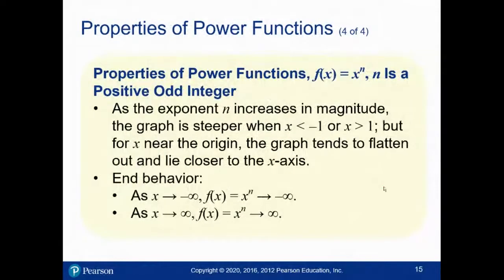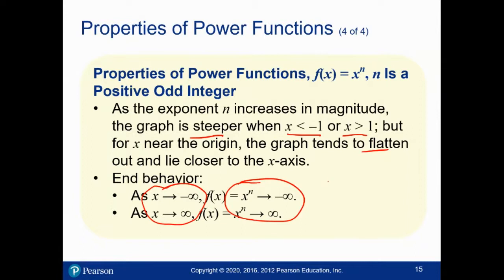Some further properties when you have a positive odd integer. Very similar, as the exponent increases, so x to the 3rd versus x to the 11th versus x to the 907th, these are increasing odd numbers. You are steeper when you put in numbers bigger than 1 or less than -1, but you are flatter as you put in numbers closer to 0. And remember, for even powers, as x got bigger in either direction, the function went to infinity. Here it goes to plus or minus infinity.